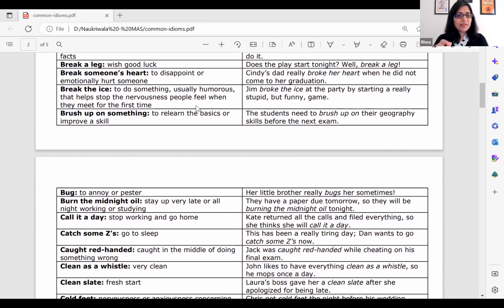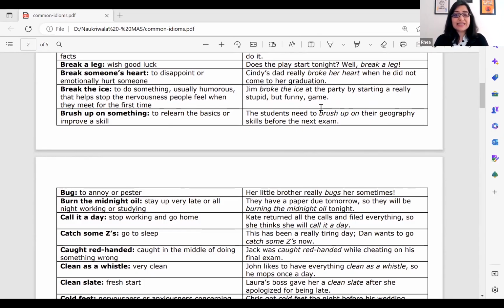Break the ice. I think you would have heard break the ice as well. When there are two strangers who are meeting for the first time, there is a discomfort, right? So one person has to go ahead and take the initiative to talk. So that's called breaking the ice, where they go ahead and start the conversation.